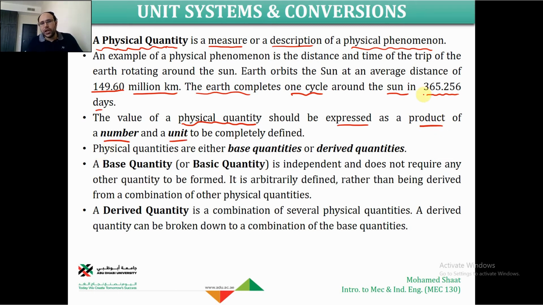Like I mentioned here, 365.56 days. So this number is the value of this physical quantity. It's the value of the time that the earth takes to complete one cycle around the sun. This is the value, the number followed by a unit. The unit is days.